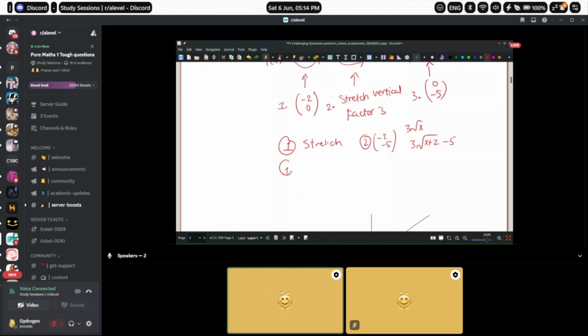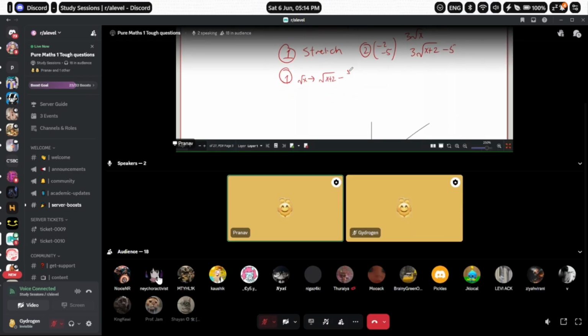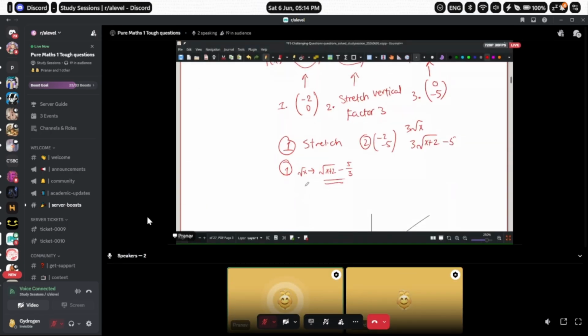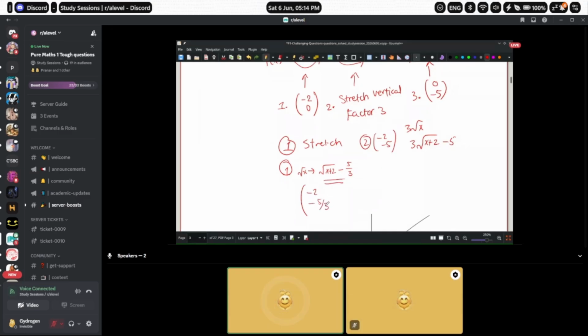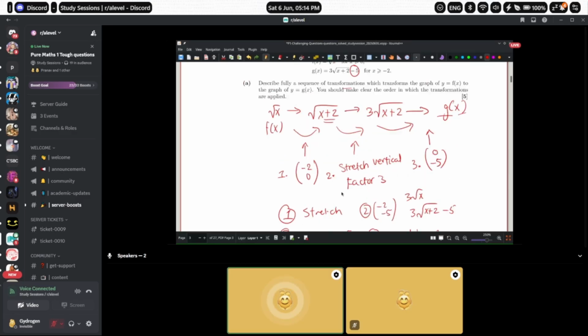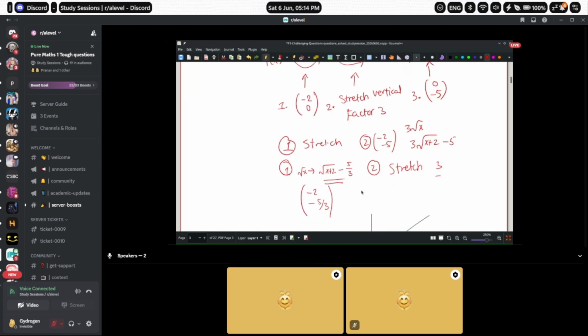And the other thing you could do is go from root x to root x plus 2 minus 5 over 3. This would be a translation minus 2 minus 5 over 3. And then as the second step, you could stretch vertically factor 3. So these are different ways that you could do this. As long as your final result is g of x, then your answer is correct. You could even write it as three transformations instead of two. Either way, you get marks, because in this question they didn't say it has to be only two transformations.